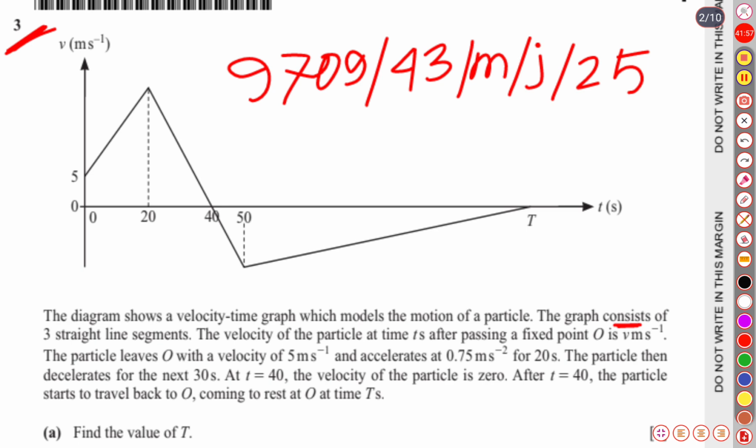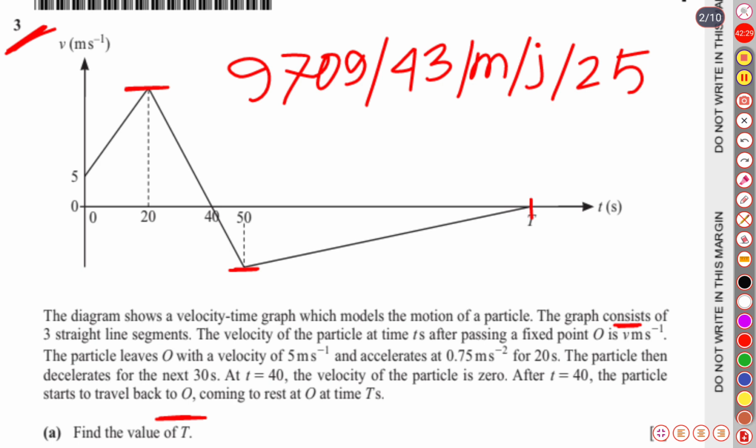First of all, they have told us to find the value of t. That means, what is the time when the particle went back to 0? I mean, it came back to rest. So first of all, what we should know is what is the velocity at this point when it was accelerating, and what is the velocity at this point when it was decelerating.